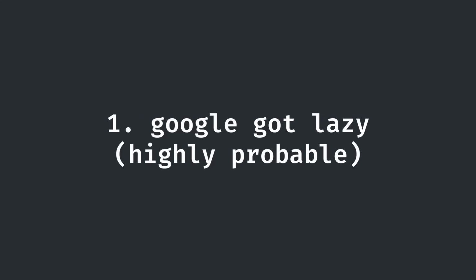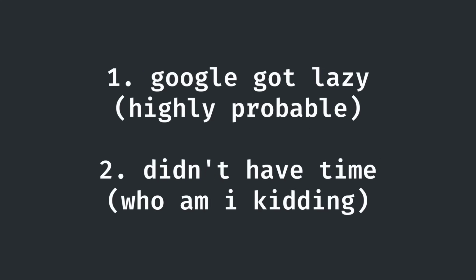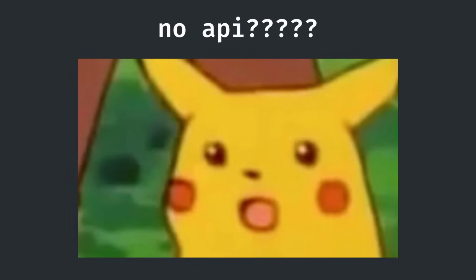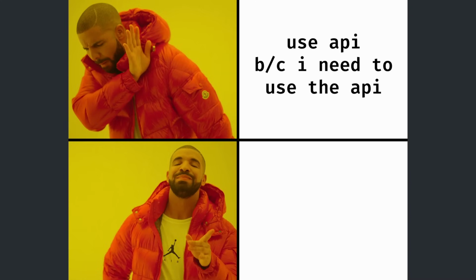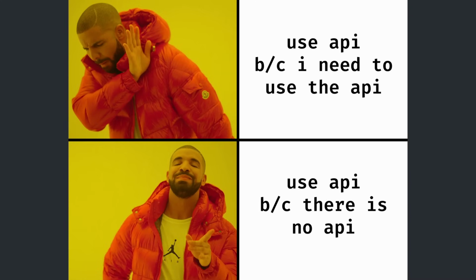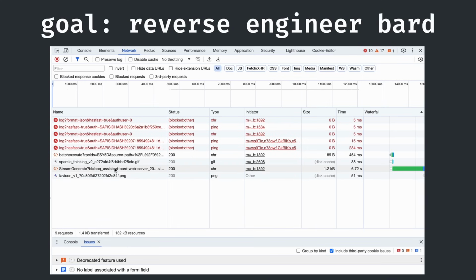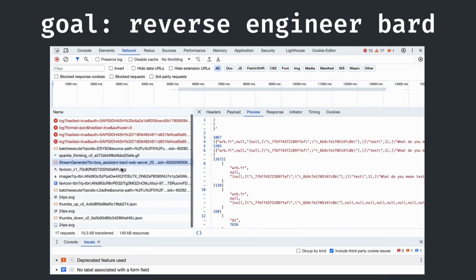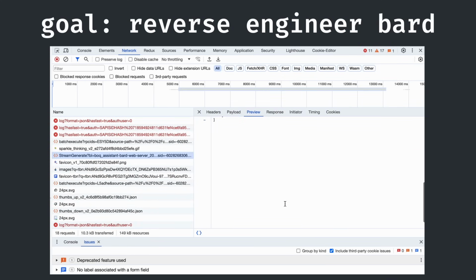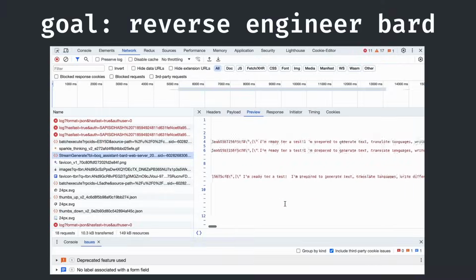But either Google got lazy or just didn't have the time to build one, there was surprisingly no API yet for Lambda. Now, I wasn't particularly desperate to use the API, but the sole fact that there wasn't one made me want one even more. The solution now was to dig into network requests and reverse engineer the entire Bard website to figure out how Bard was calling the AI model internally.